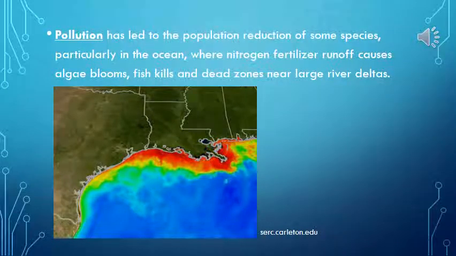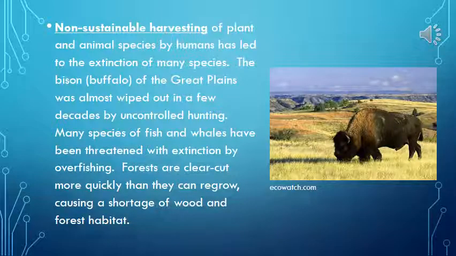Pollution has led to the population reduction of some species, particularly in the ocean, where nitrogen fertilizer runoff causes algae blooms, fish kills, and dead zones near large river deltas. Non-sustainable harvesting of plant and animal species by humans has led to the extinction of many species. The bison, or buffalo of the Great Plains, was almost wiped out in a few decades by uncontrolled hunting. Many species of fish and whales have been threatened with extinction by overfishing. Forests are clear-cut more quickly than they can regrow, causing a shortage of wood and forest habitat.